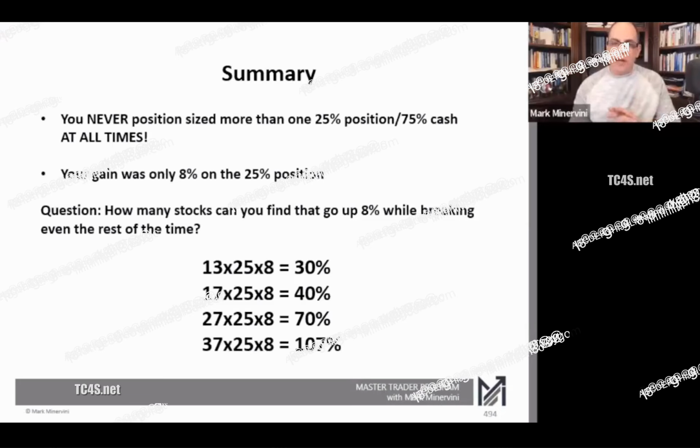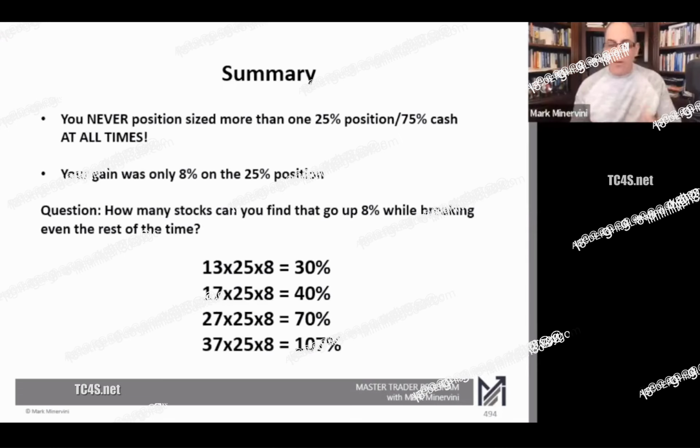You're 75% cash the entire time, and your gain was only 8% on a 25% position. You didn't have to find a 20% winner or a 50% winner. It doesn't matter whether every trade was 8% and you sold them at 8%, or you averaged 8%. Same number is going to come out.